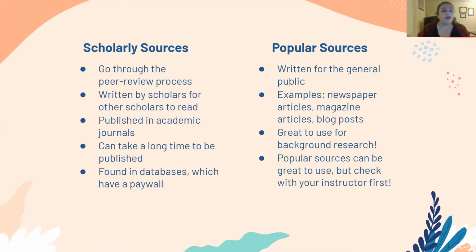So by now in class, you probably have heard a lot about needing to use scholarly or peer-reviewed sources in your op-eds, but what does that mean exactly? How do you know if a source is scholarly or not? So scholarly sources or peer-reviewed sources are articles that are published in academic journals. They are written by scholars who are considered experts in their field, like a college professor, for other scholars to read.